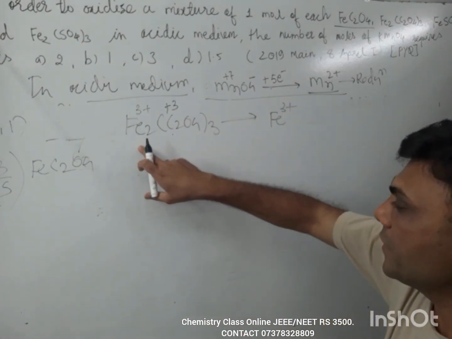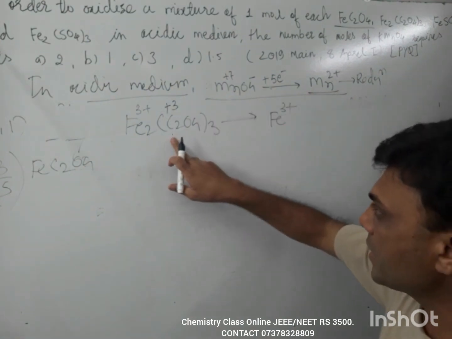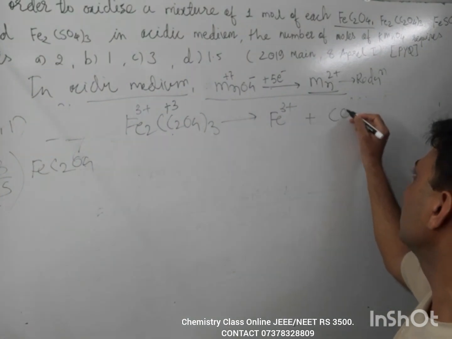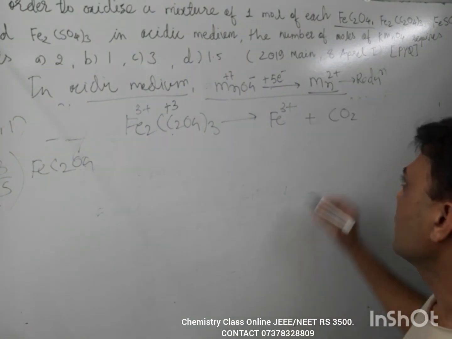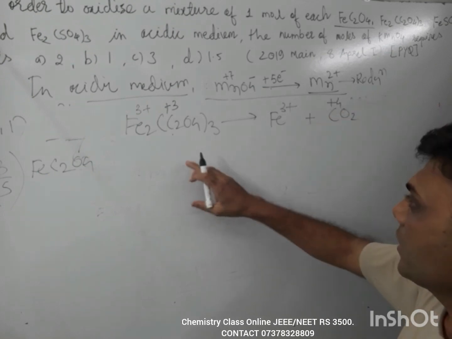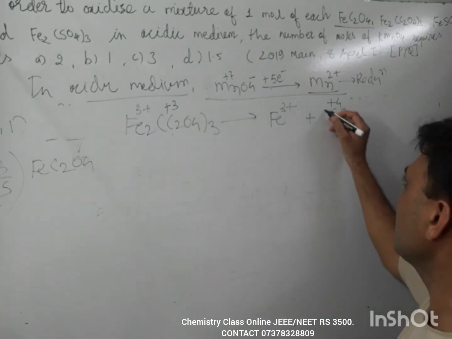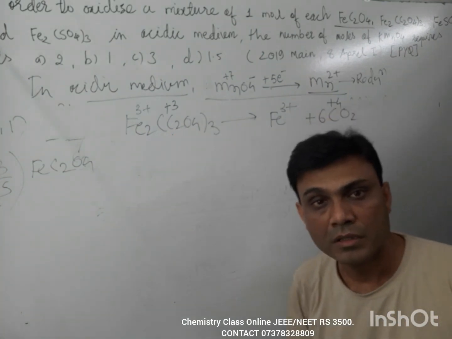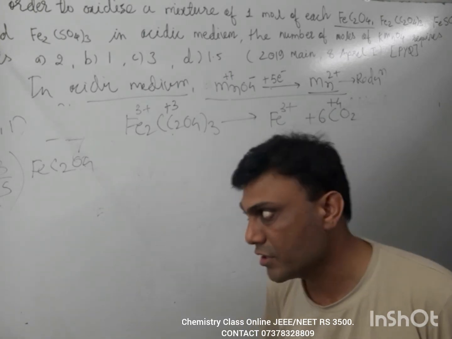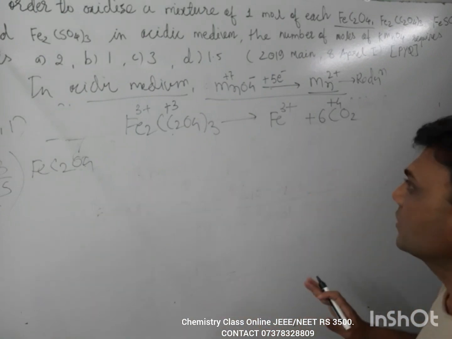Now because Fe is in a higher oxidation state, it will remain as it is. But here the carbon oxidation state is plus 3 and oxalate will convert here into carbon dioxide. And here the carbon oxidation state is plus 4. Okay. And here the number of carbon atoms will be 2 into 3, 6. So we have to balance those carbon atoms. We don't have to balance each and every element of the reaction, but only what is oxidized or reduced, we have to balance that.